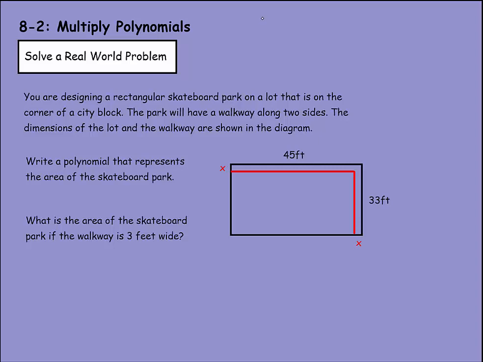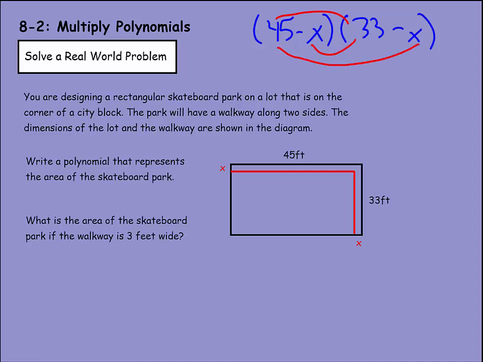So if I was going to write my multiplication problem, I would have 45 minus x, because it's missing that x. Then I multiply that times 33 minus x, because that's missing the x. I can use the FOIL system here. We can go front, outer, inner. So 45 times 33 gives me 1485. The outer, 45 times negative x, would be minus 45x. The inner, I have negative x times 33, so minus 33x. I have negative x times negative x, which is positive x squared.